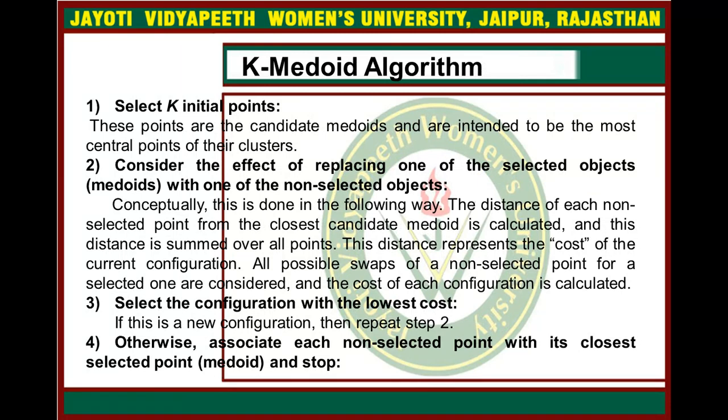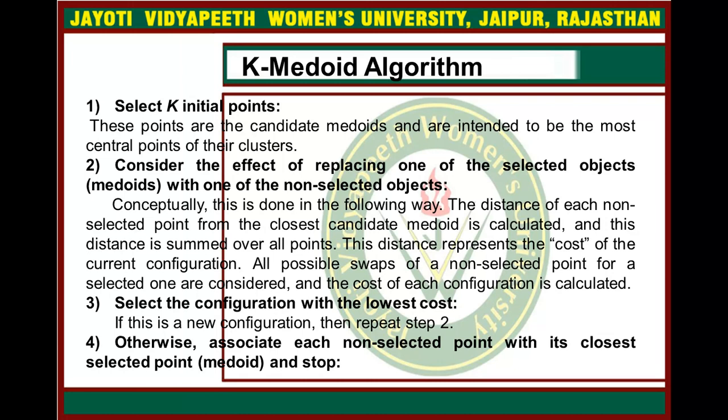Now the K-medoid algorithm. In this, first of all, we have to select K initial points. These points are the candidate medoids and are intended to be the most central points of their clusters. The second step is to consider the effect of replacing one of the selected objects, the medoids, with one of the non-selected objects. Conceptually this is done in the following way: the distance of each non-selected point from the closest candidate medoid is calculated, and this distance is summed over all points.